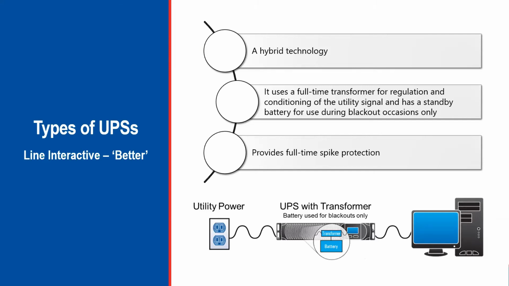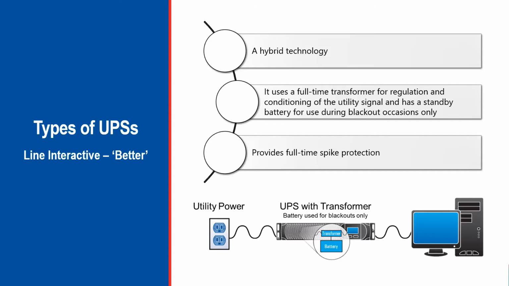Now we move on to what we categorize as the better level or solution, which is the line interactive UPS. These systems do use a more sophisticated automatic voltage regulation, which regulates and conditions incoming utility power and utilizes the battery only in blackout situations. This allows for larger capacities, longer run times, a longer battery lifespan, and does make them better suited for larger equipment or sensitive devices.